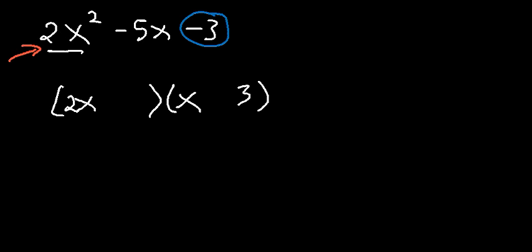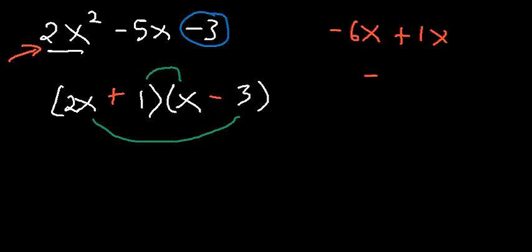We're going to put the 3 here and the 1 here. 2 times 3 is 6x. 1 times x is 1x. Now 6 plus 1 is 7, but 6 minus 1 is 5. Now this could work. Since we want a negative 5, we need a negative 3 and a plus 1. Because 2x times negative 3 is negative 6x, and 1 times x is 1x, that adds to negative 5x. And that's how you can factor it using trial and error.